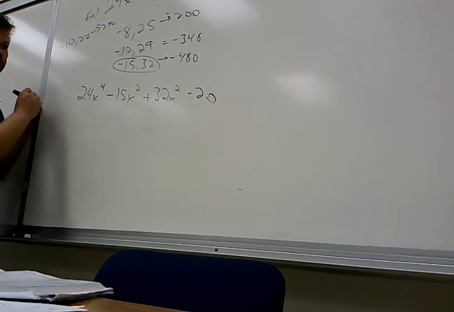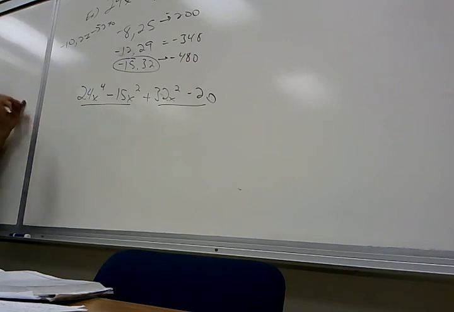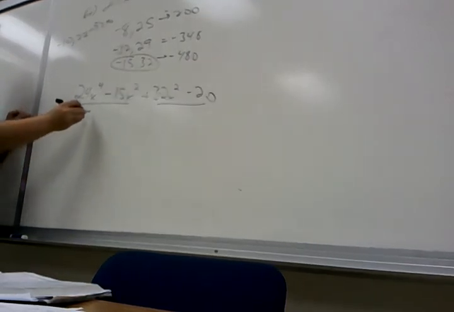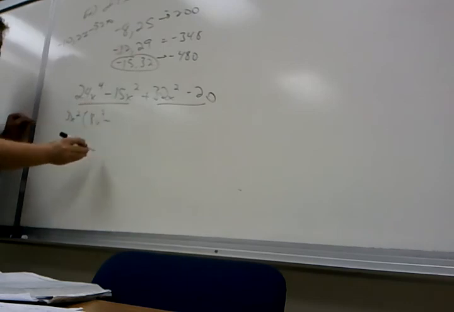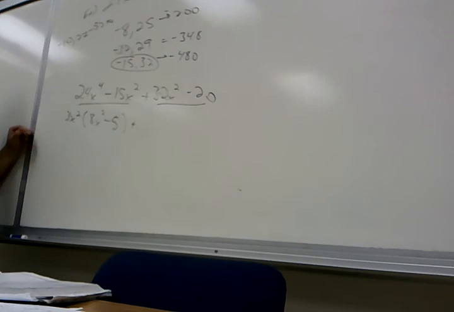So now what can I do? It's grouping now because there are 4 terms. 3x squared comes out, and x squared minus 5, plus.